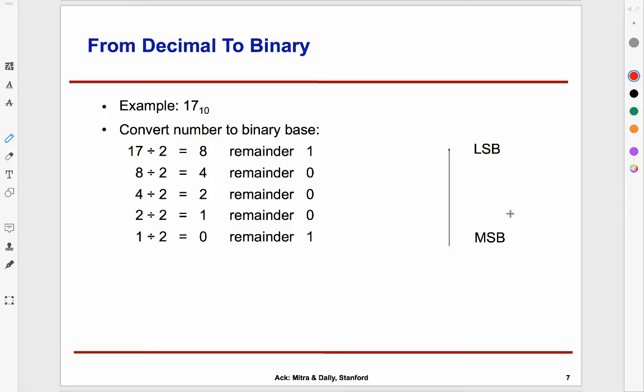Okay, so I play the same game again. I divide 8 by 2. I get 4 and a remainder of 0. So this remainder goes into the second least significant bit.